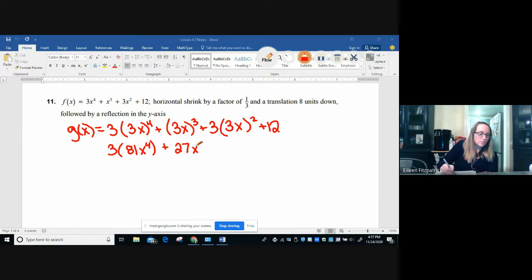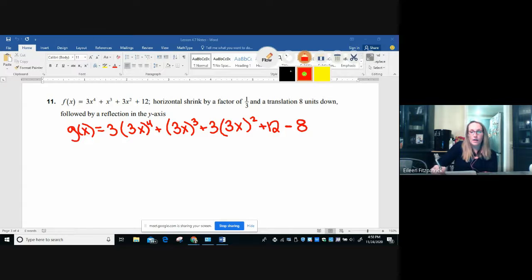Oh, do I want to do that? You know what? I'm not going to simplify it yet. I just saw something else that we're going to have to do, and it'll make more sense if I wait. But don't simplify it quite yet. All right, so let's go on to the next transformation, which says translate 8 units down. So 8 units down to me, I'm going to subtract an 8 off the tail end. And then finally, a reflection in the y-axis.